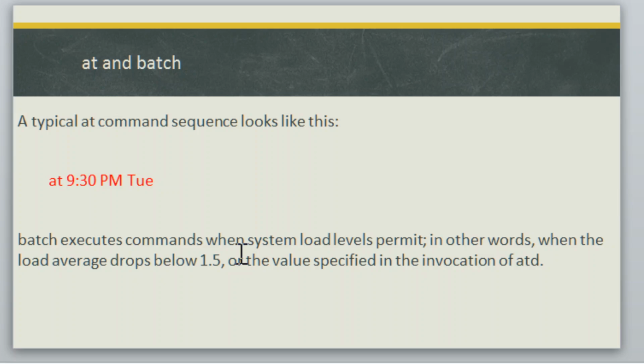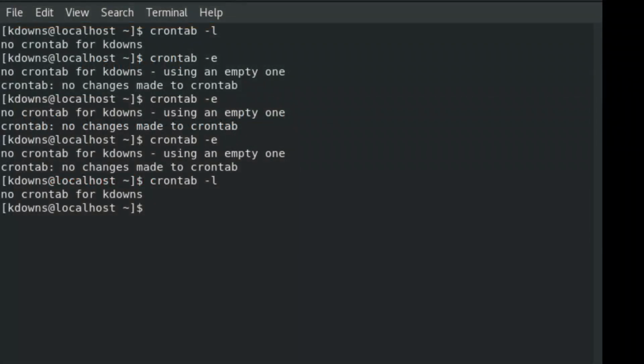Batch executes commands when your system load level permits. In other words, when the load average drops below 1.5 or the value specified in the invocation of atd, okay, which is the at daemon, guys. Anytime we see a D behind something, that usually means it's the daemon of that process or command. Okay, so let's look at that real quick.